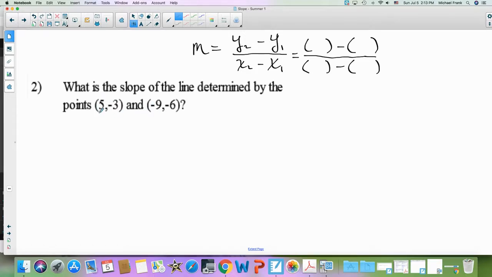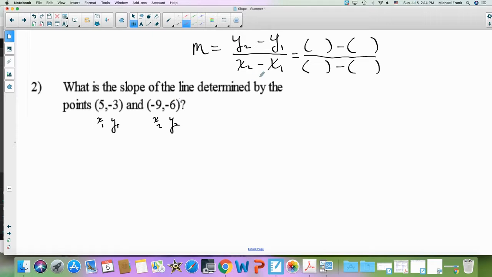Say, well, the first number inside the parentheses is going to be my x value, and the second one's going to be my y value. The first one's going to be my x value. The second one's going to be my y value. Now I'm going to go back and say, well, this was my first point, so this is my first x and my first y. And this is my second point, and this is my second x and my second y. Now I'm going to come back and I'm going to substitute them where they belong.